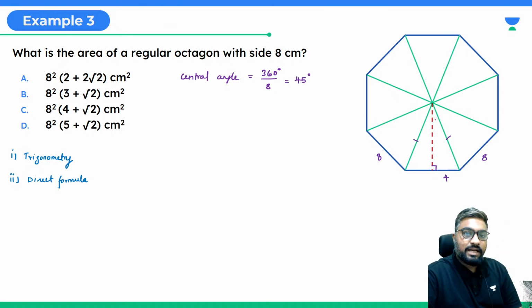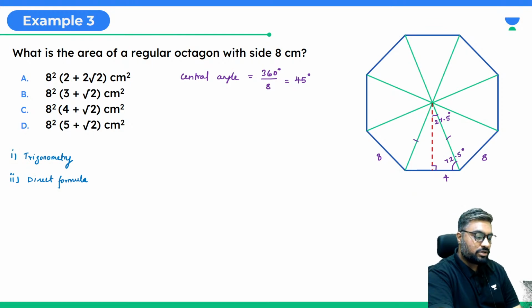So what will this become? In this right triangle, this will become 45 degrees by 2, which is 27.5 degrees. Yes, 27.5 degrees. Are you getting this? So how much will this become? This will become 45 plus 27.5, which is 72.5 degrees. Correct? Yes or no, guys? Sorry, 62.5, huh? 62.5. Yes, not 72, 62.5, sorry.